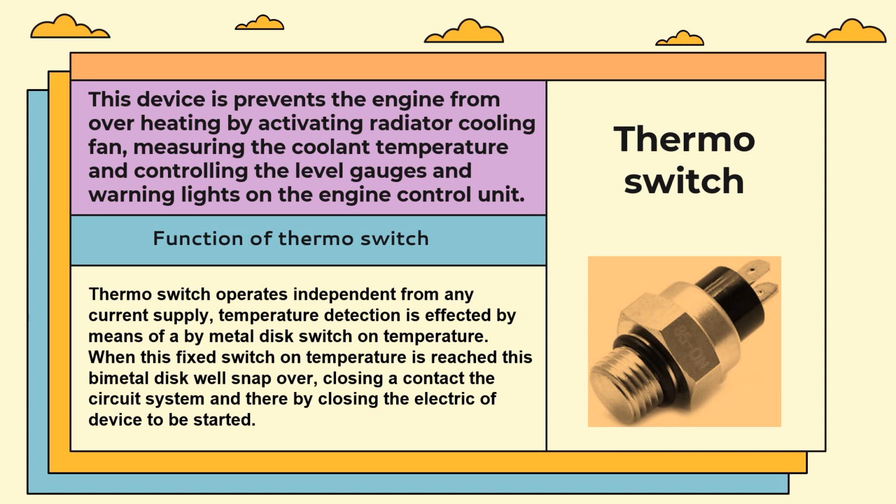Function of thermo switch. The thermo switch operates independent of any current supply. Temperature detection is effected by means of a bimetal disc switch on temperature. When this fixed switch on temperature is reached, the bimetal disc will snap over, closing a contact in the circuit, and thereby closing the electric circuit of the device to be started.